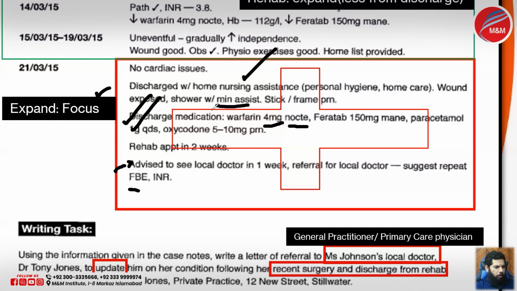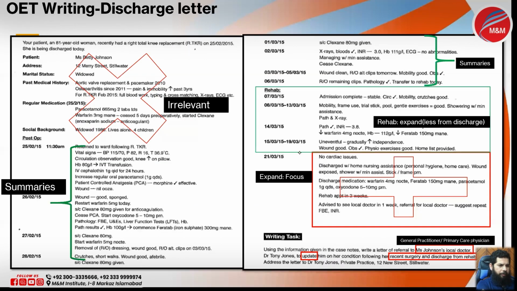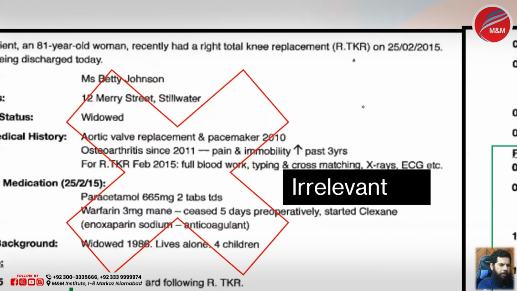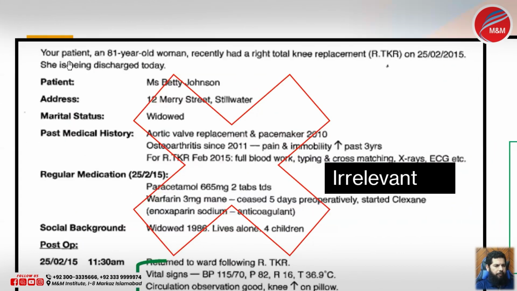So now we can zoom out and we can see the important things. We can start reading the case note from here, where the case is starting: the patient is an 81-year-old woman who recently had a total right knee replacement surgery on this date, and she is being discharged today, whatever the date is today.